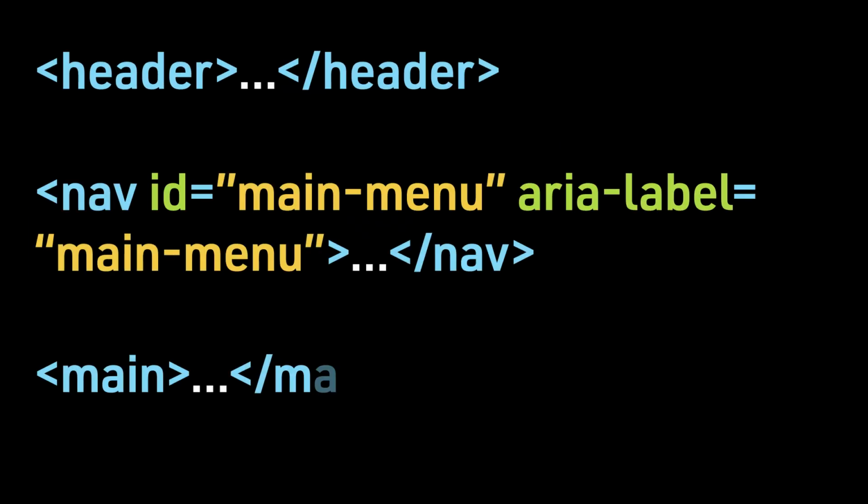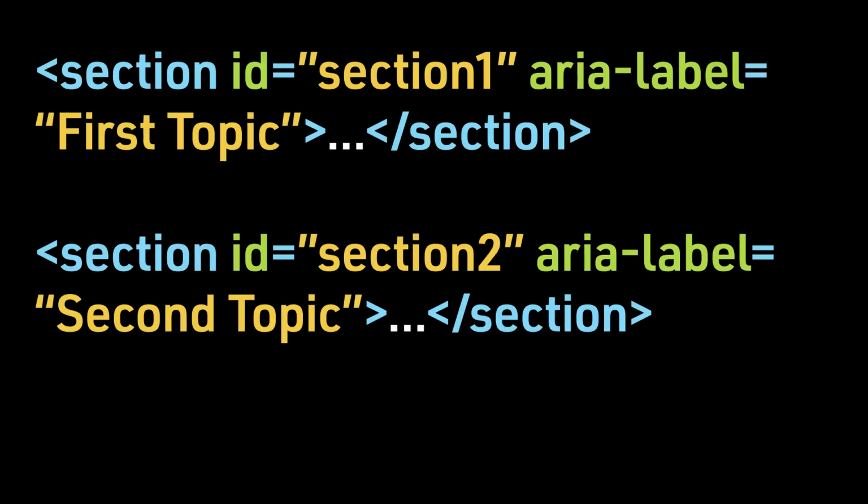Header. Nav, ID main menu, ARIA label main menu, end nav. Main. Section, ID section 1, ARIA label first topic, end section. Section, ID section 2, ARIA label second topic, end section.